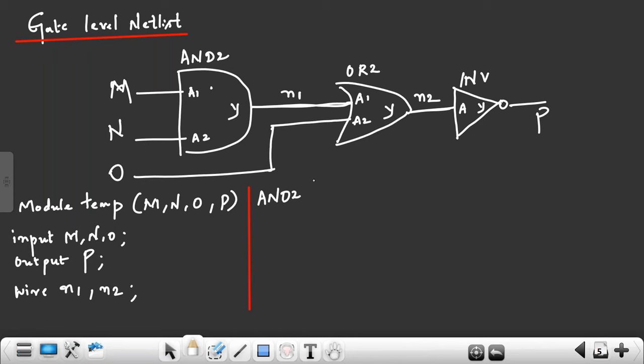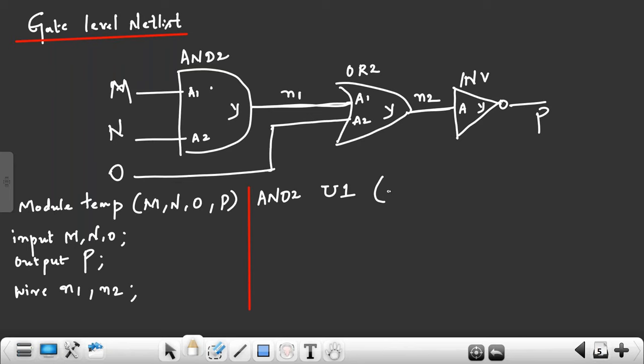After that, my synthesis tool will give an instance name. Instance name U1. In the design, I can have n number of AND gates. From one AND gate to another AND gate, I should have some difference, right? So for that reason, I have an instance name. This instance name is given by the synthesis tool. U1.